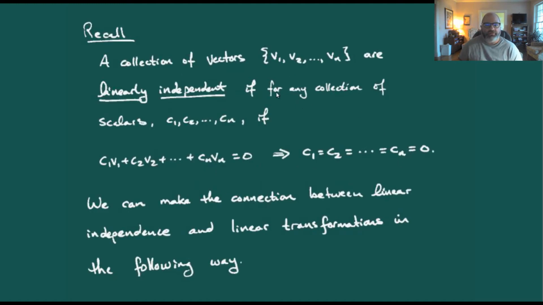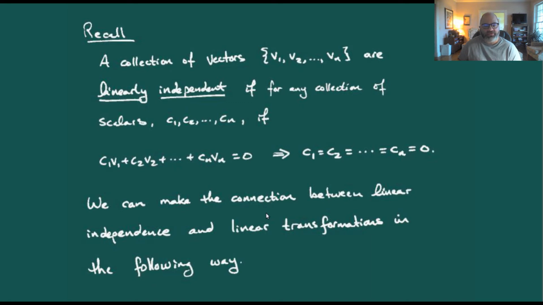So recall the definition: if we had a collection of vectors v1, v2 up to vn, then we say that those are linearly independent if we take a collection of scalars c1 up to cn, take the linear combination, and it's 0, then we know that the only way that could have happened was for all of the coefficients that we selected to be 0.